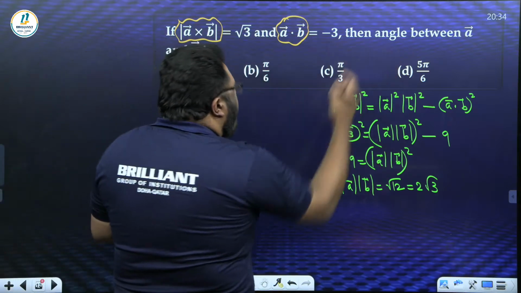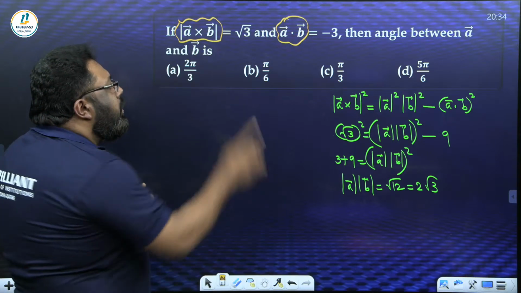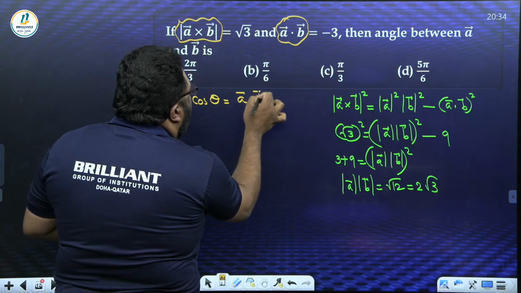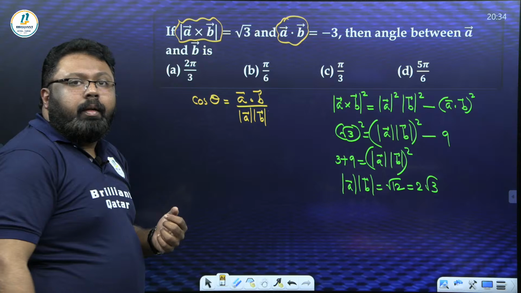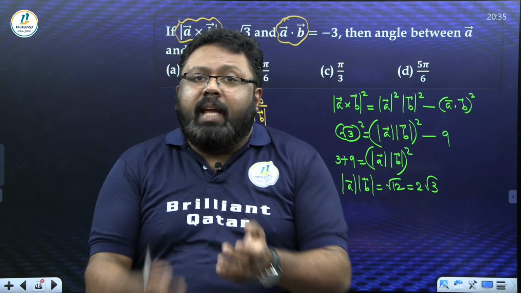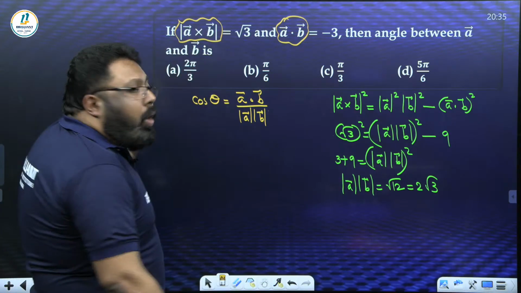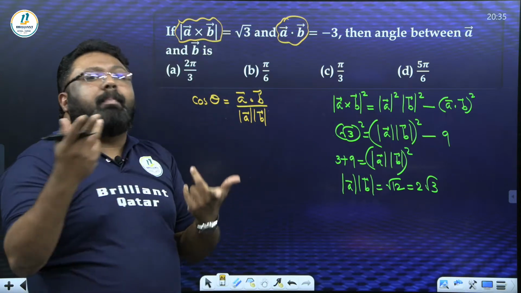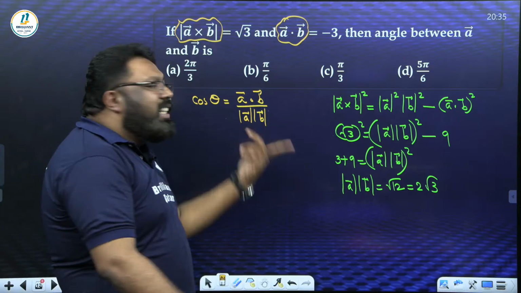I want the angle between A and B. Come on, what's the formula that connects the angle between two vectors A and B? The most basic formula: cos theta is equal to A dot B by magnitude A, magnitude B. Now do you understand why I needed magnitude A, magnitude B? Because they didn't give it. What you guys are going to do is use all your energy and effort to simplify these expressions to somehow get magnitude A and magnitude B separately. No need. I just need the product.